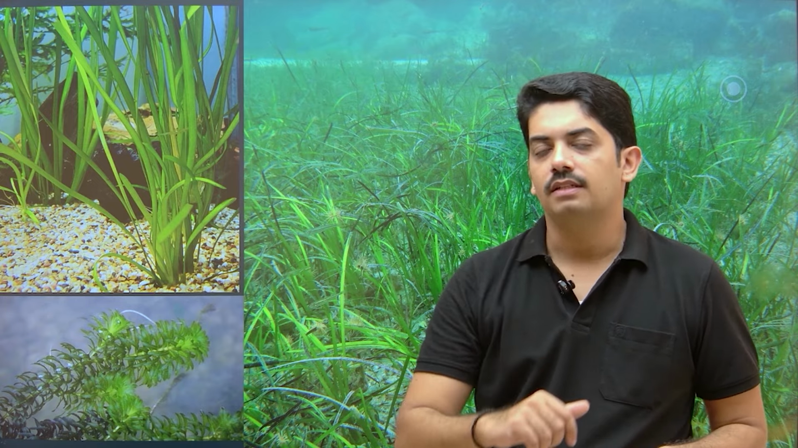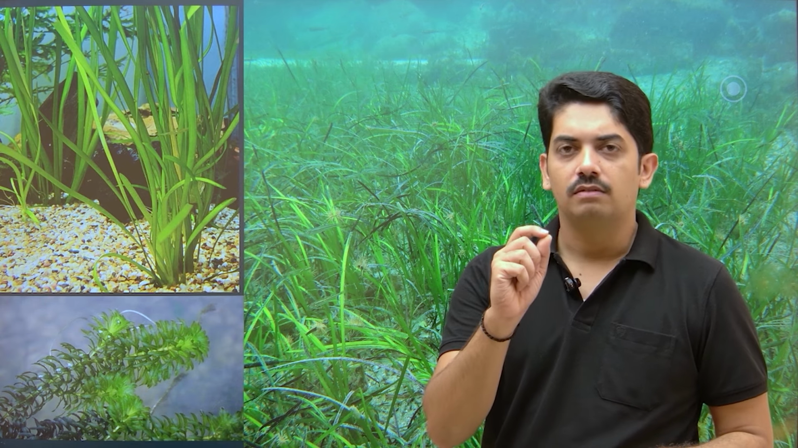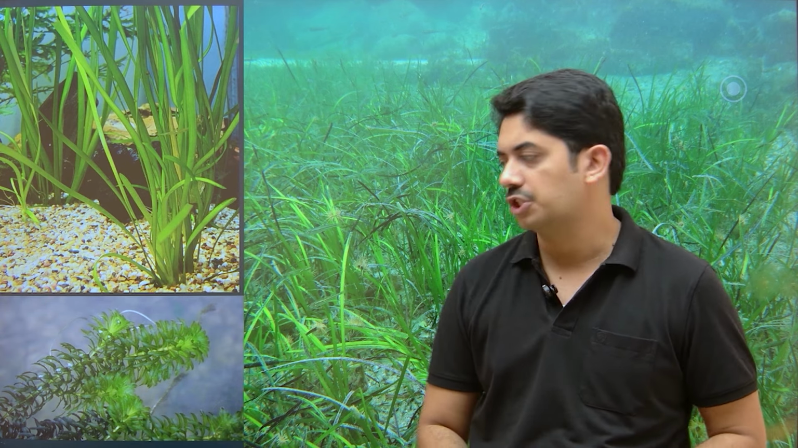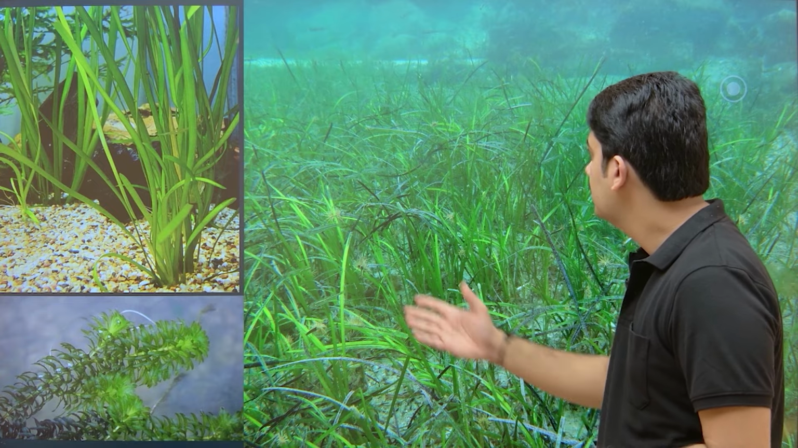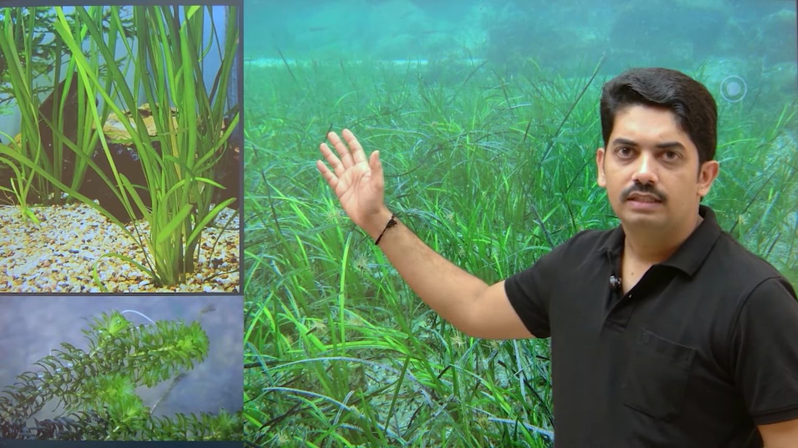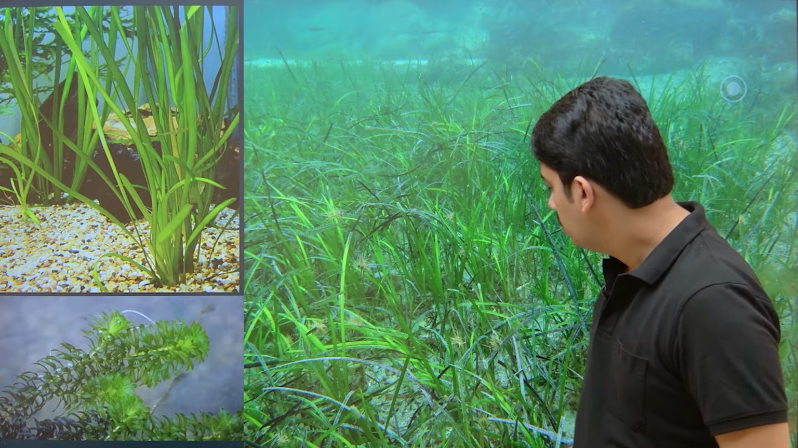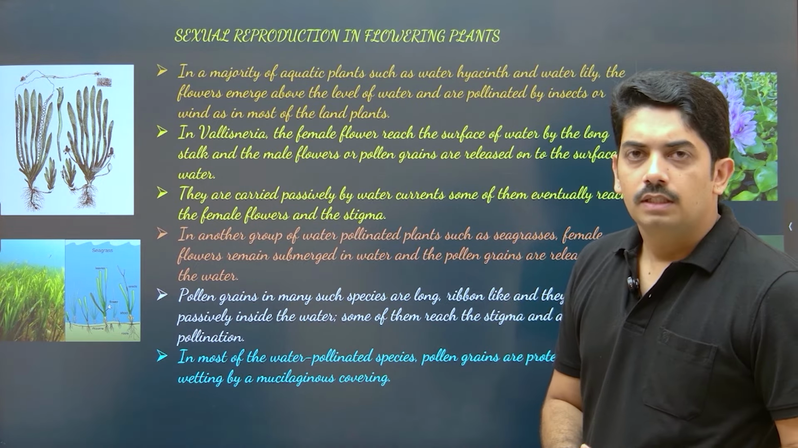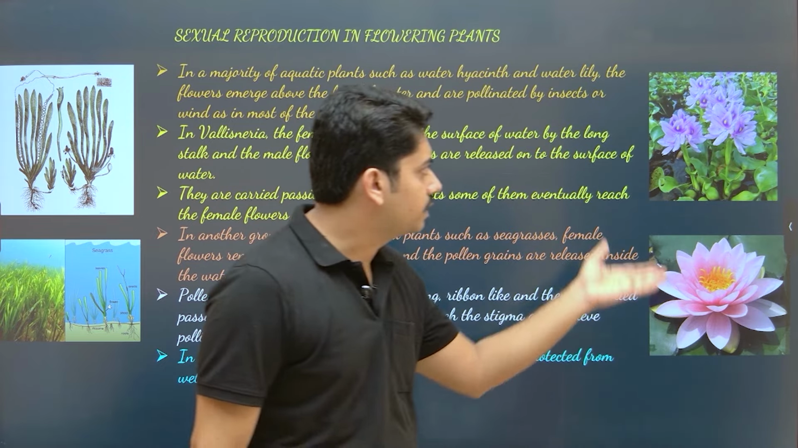I will show you certain beautiful adaptations which are observed in Vallisneria at the time of pollination. This is Hydrilla and this is seagrass, that we call Zostera. Now just observe the pictures.